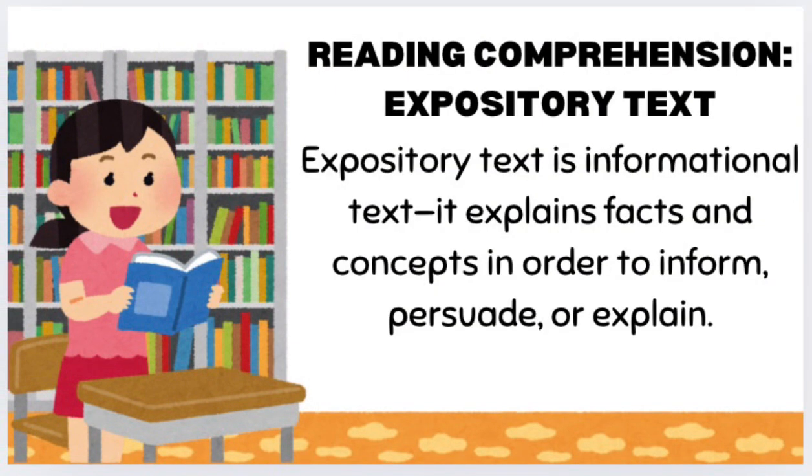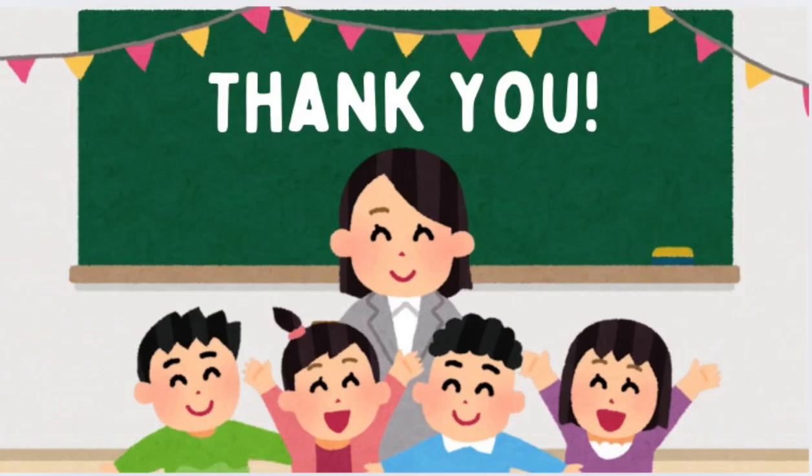Next is reading comprehension: expository text. Expository text is informational text. It explains facts and ideas to inform, persuade, or explain something. This type of text doesn't tell a story and is often not as familiar to most students. That's why students will need to practice and get used to understanding them. In addition to the strategies we use for any type of text, there are special strategies that work well for understanding expository text. So I think that's all for my part.